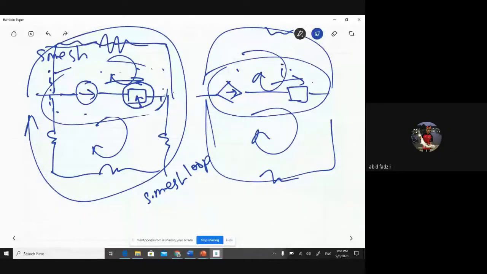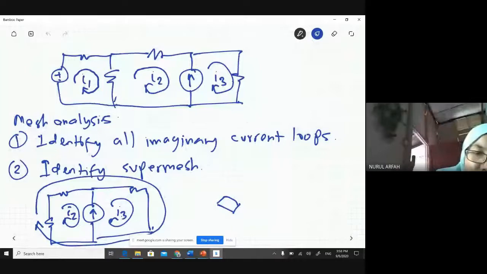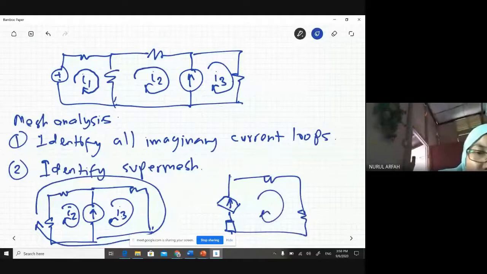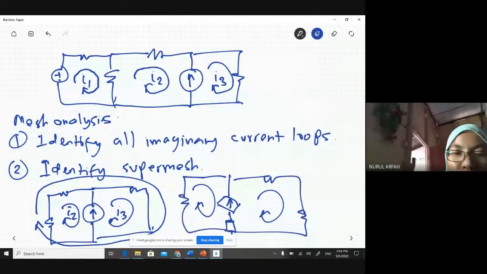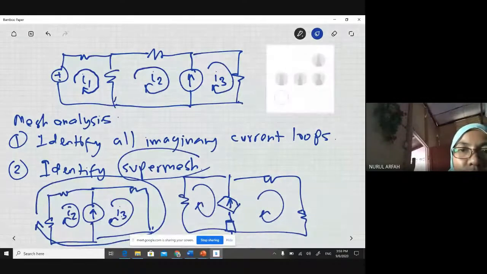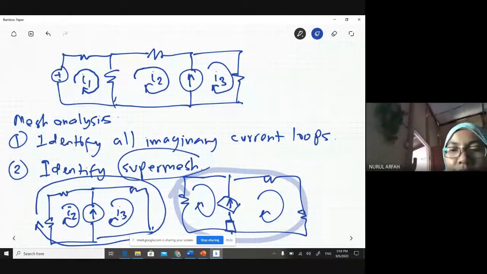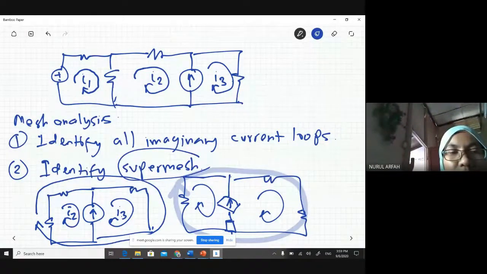Yes. Okay, you can interrupt me. So if you have an independent or dependent current source in between two closed loops, maybe I put some element here, then you can have a super mesh. So this is your imaginary super mesh.